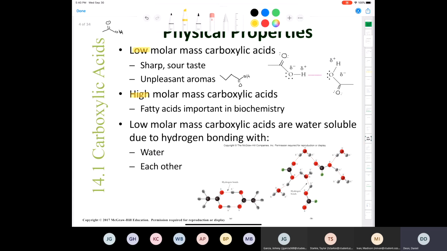But those are low molar mass carboxylic acids. What about high molar mass carboxylic acids? I bet if you studied biology, you've probably heard of fatty acids. And fatty acids are important in biochemistry. And before you start to think, oh no, fatty acid, that sounds like something really complicated.